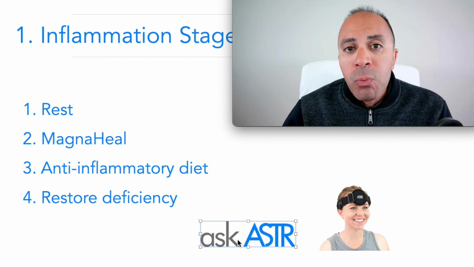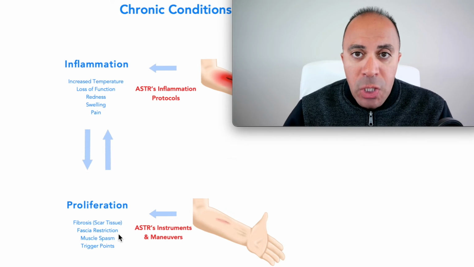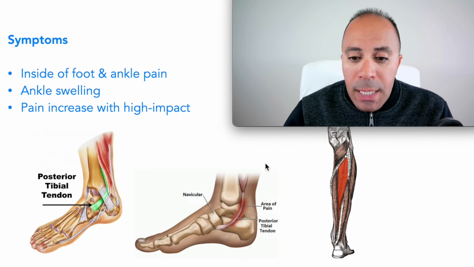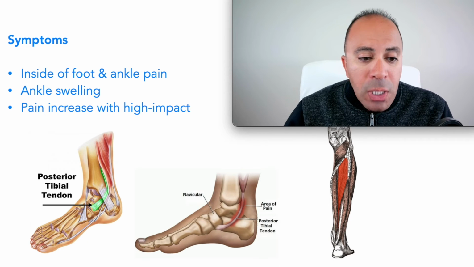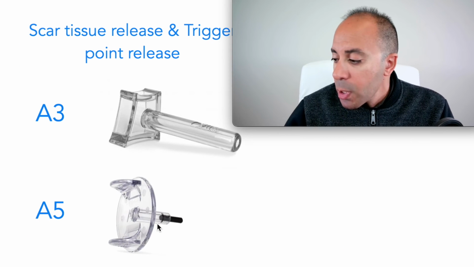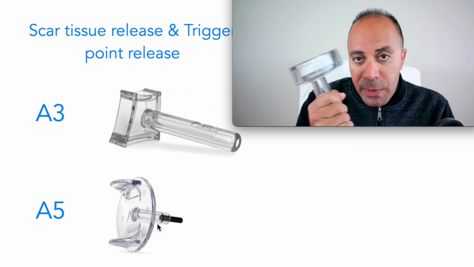So while we're working on inflammation, we have to break the proliferation stage: scar tissue, fascia restrictions, muscle spasm, and trigger points. As we see here in this image, there is a lot of inflammation with the tendonitis, and also there is scarring here, and there is a fascia restriction. So I personally use the A3 to break the scar tissue, the superficial scar tissue.